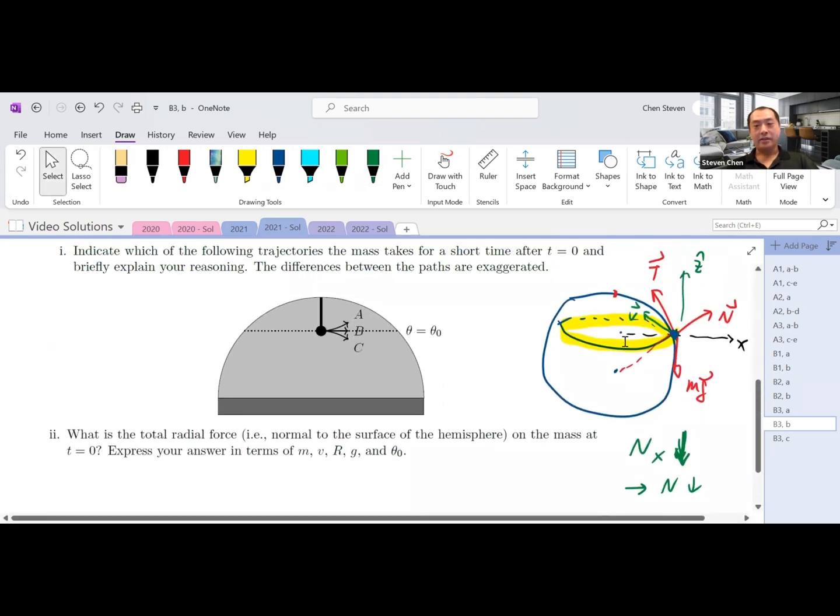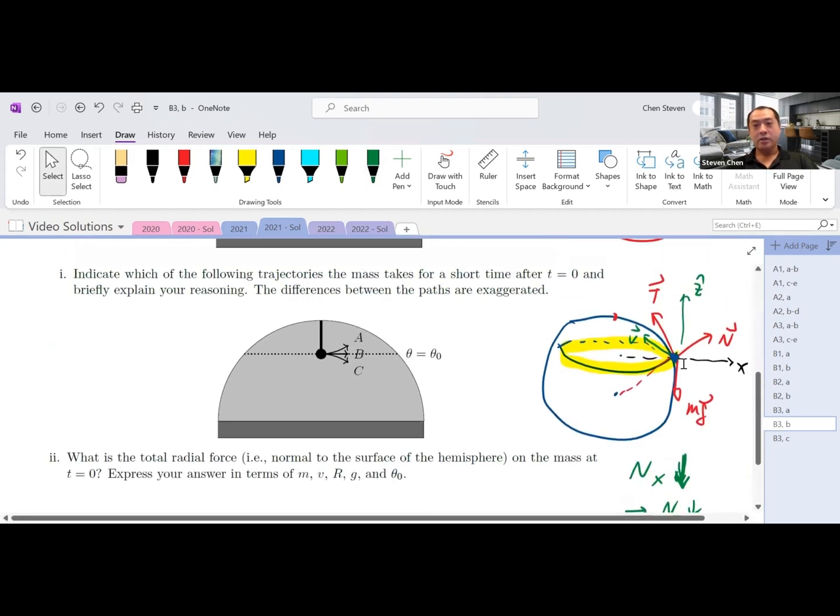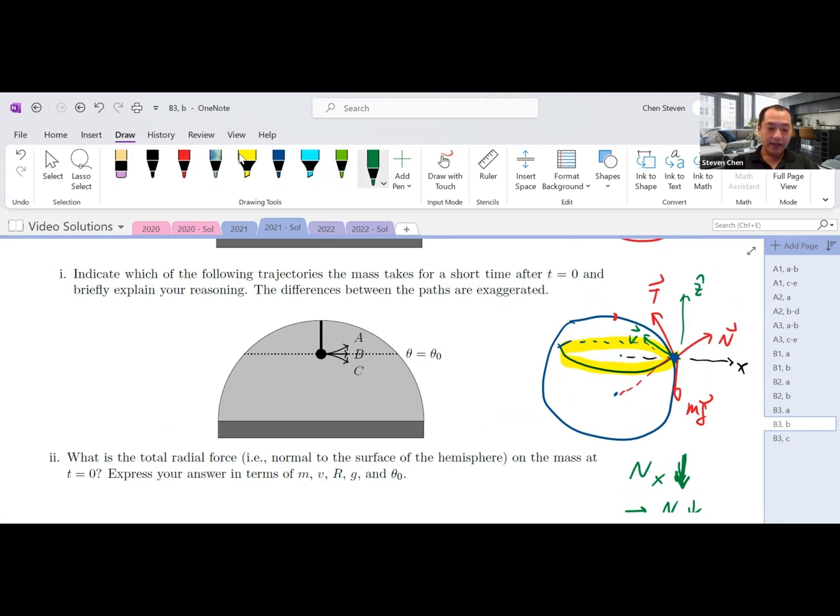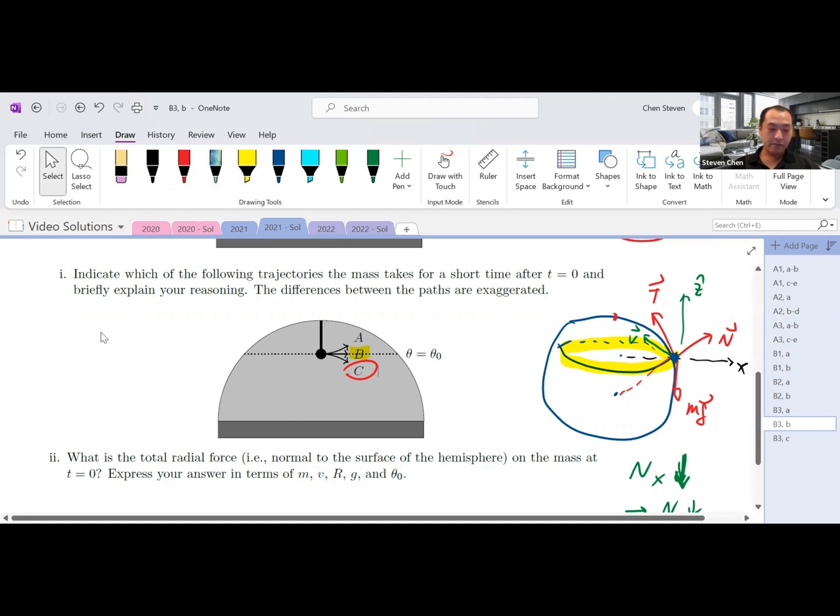So that being said, the mass should have a downward force, so it has a downward acceleration. Therefore, it cannot follow the yellow trajectory, that is trajectory B. So no way. Because it has a downward acceleration, its trajectory must be C. That is the answer to this part 1.